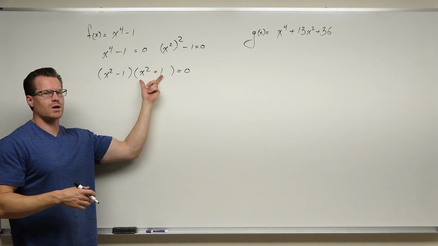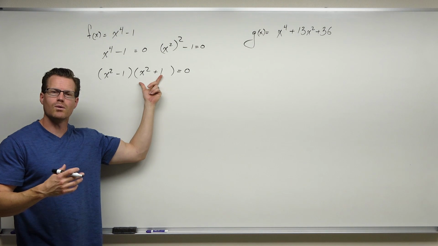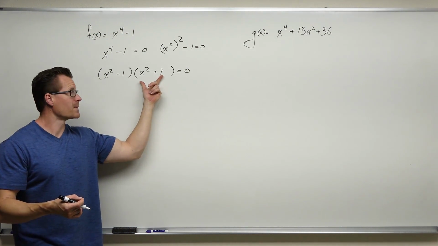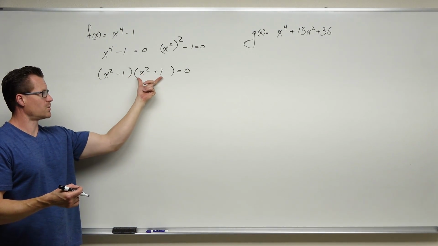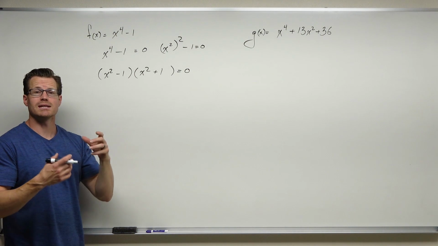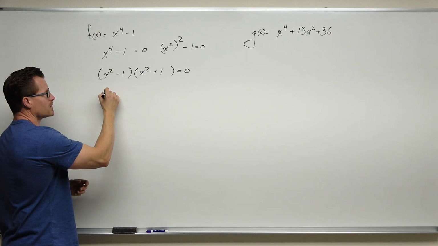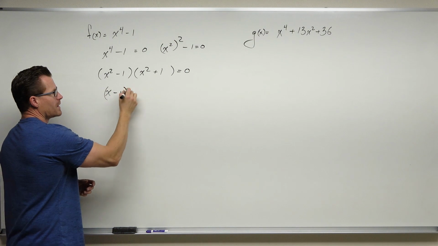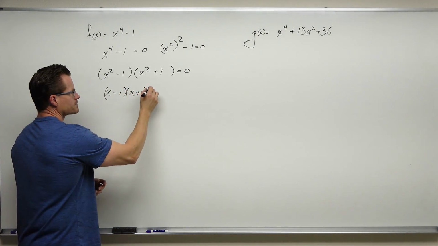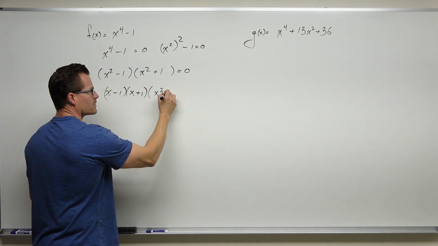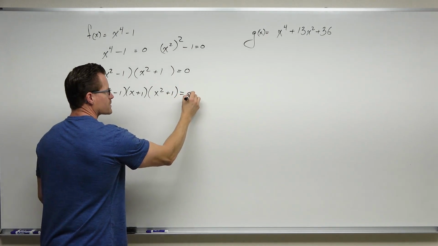Can you factor x squared minus 1? No, that's an irreducible quadratic. Can you factor x squared plus 1? No, sorry. X squared minus 1? Yes, that's not irreducible. That's a difference of squares legitimately. X minus 1 and x plus 1. And then you'd still have x squared plus 1 equals 0.